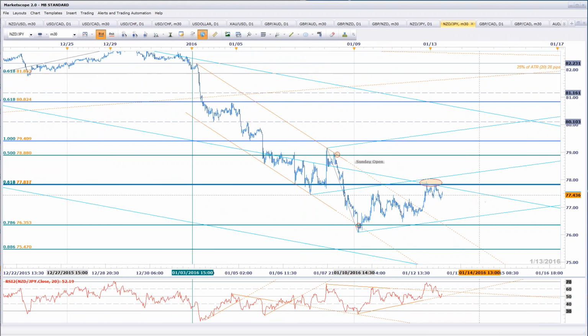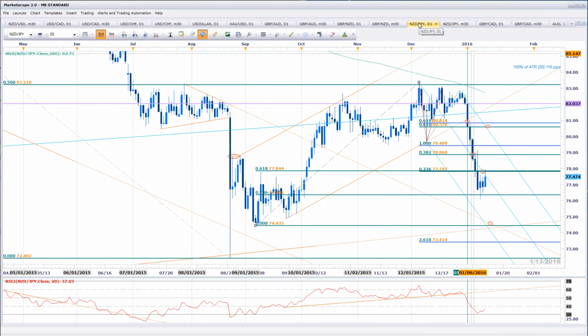And that is Kiwi yen. Okay, so first target 77.80 has been hit. Breach target 78.88. I already noted that.